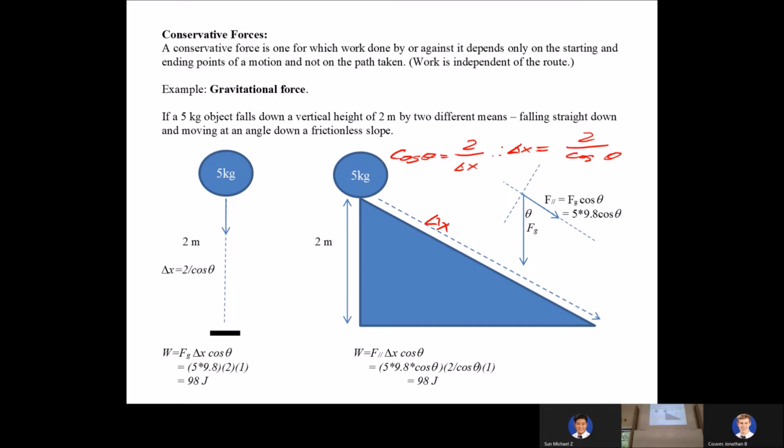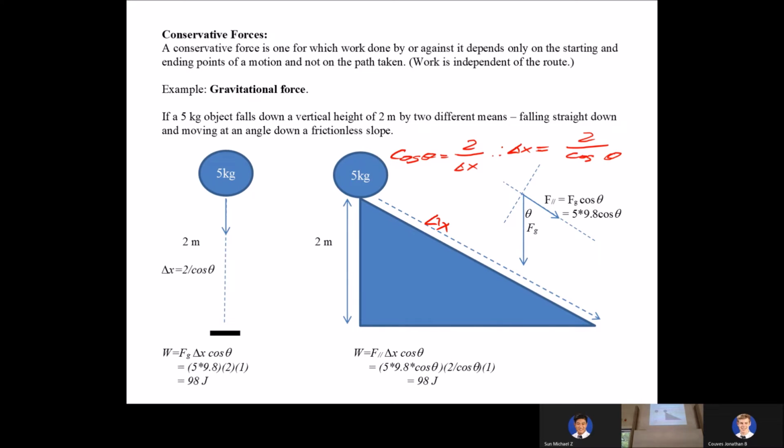Let's work out the work done in going from here to there. I know it travels 2 meters down, but it definitely travels like 3 meters here. So it's traveling further. If you were asked to work out this delta x, you'd need to know the angle, right? And you could work out delta x by saying cos of this angle would be adjacent over hypotenuse, and the adjacent would be 2 over delta x.